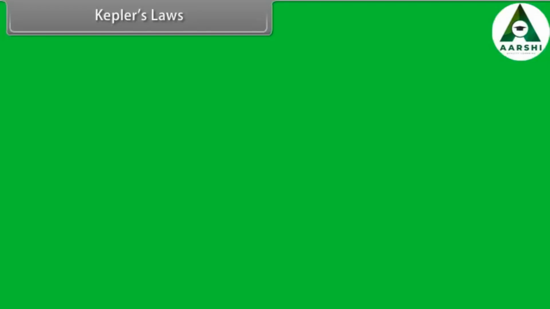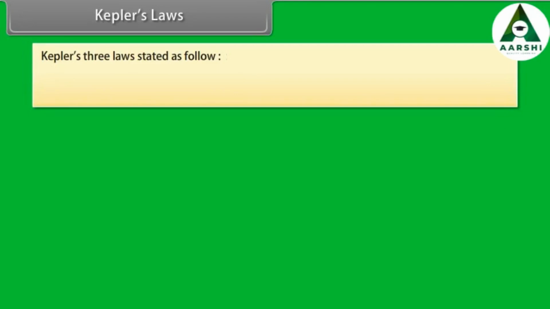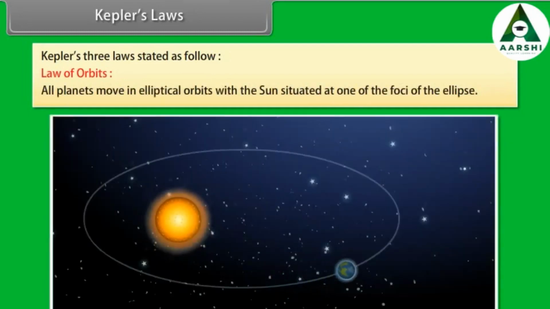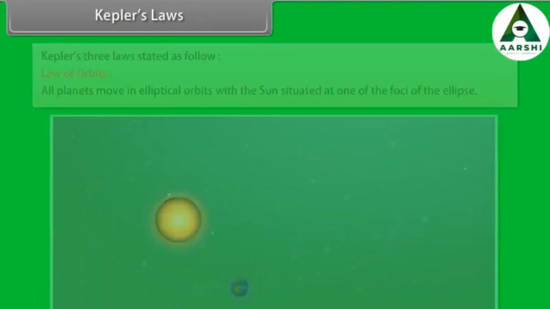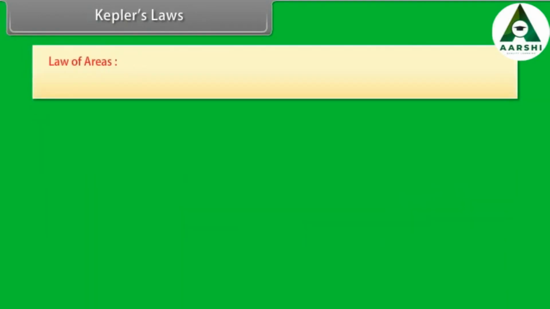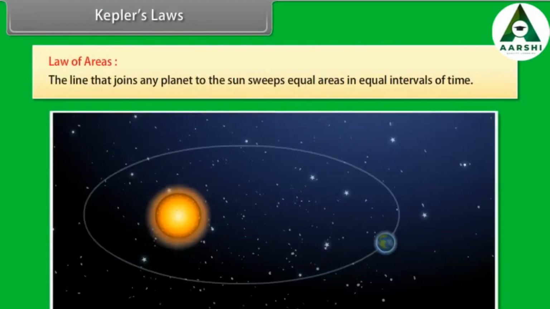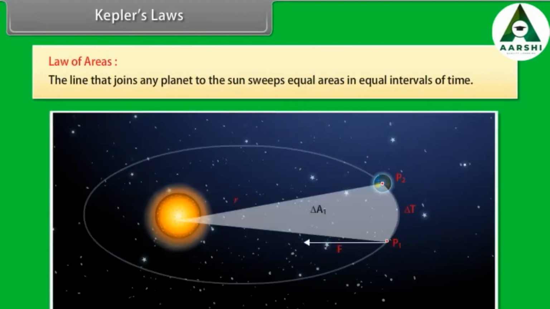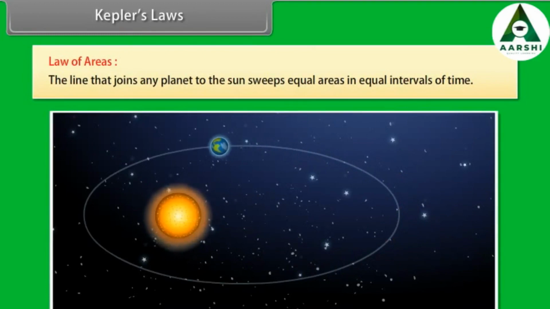Kepler's law. Kepler gives three laws. They are stated as: Law of orbits. All planets move in elliptical orbits with the Sun situated at one of the foci of the ellipse. Law of areas. The line that joins any planet to the Sun sweeps equal areas in equal intervals of time.